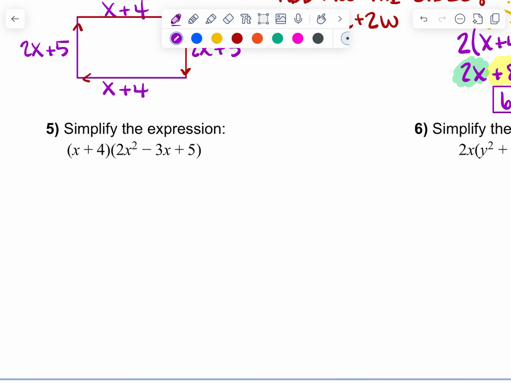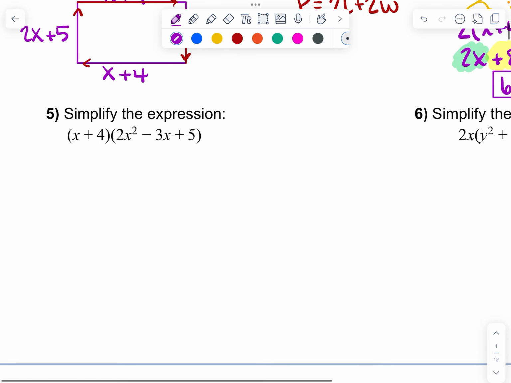Number 5, simplify the expression. Again, notice there's no equal signs, so we're not solving anything here, right? We are multiplying all of this out. So we are multiplying a binomial times a trinomial. We'll be doing a lot more of this in the next few weeks, but we did this in Unit 1. Most of you guys kind of found your niche and decided how you wanted to do this in Unit 1.